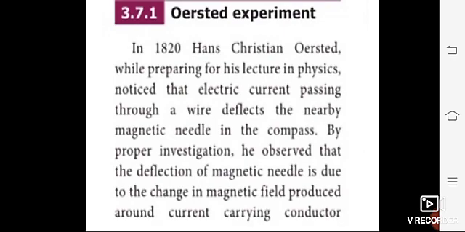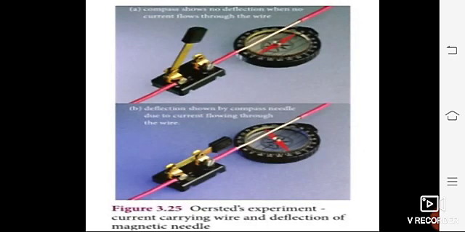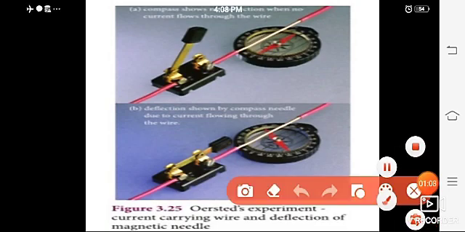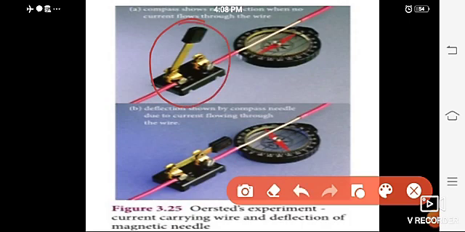So when a magnetic needle is placed near the current carrying wire, the magnetic needle is disturbed and a deflection is produced. This is a diagram to explain the Oersted experiment. At the initial position, the current carrying conductor is connected with a key. The key is open. When the compass is placed near the conductor, there is no deflection in the magnetic needle because there is no current flowing through the wire.